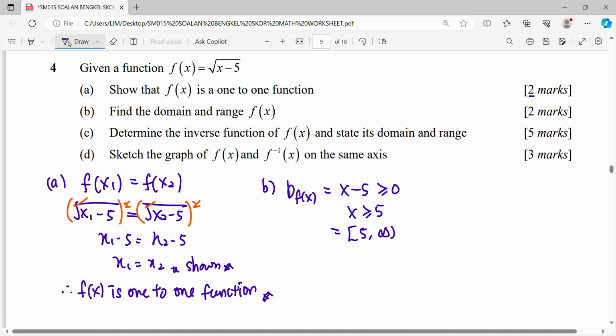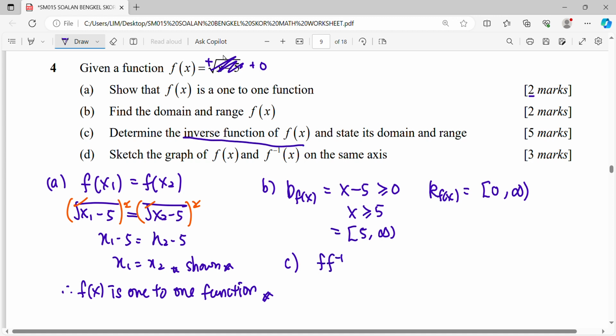Meanwhile, for the range of the function, it's a special case: when we cover the function, we see it is empty outside, so it will start at 0. Your function is also positive to infinity. So the domain is 5 to infinity, and the range is 0 to infinity.